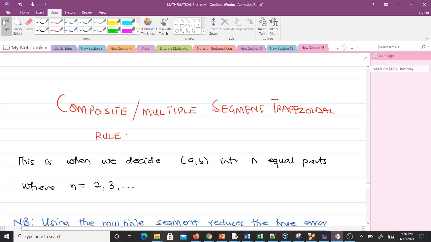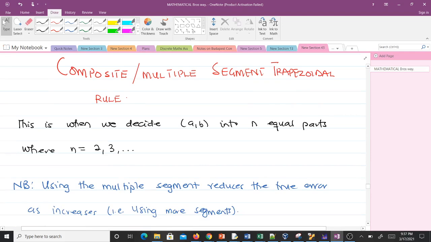Okay, so you see, so far what we did was just for when we have one segment, but we have errors. Whenever we are doing approximation, we have errors. Okay, and the truth is that when you use just one segment, your error is a bit huge, but as you increase the number of segments, it reduces the error. So sometimes you can be asked to use 2 segments, 3 segments, 5, and the rest. So when you have multiple segments, how do we apply our trapezoidal rule? That is what we are discussing next.